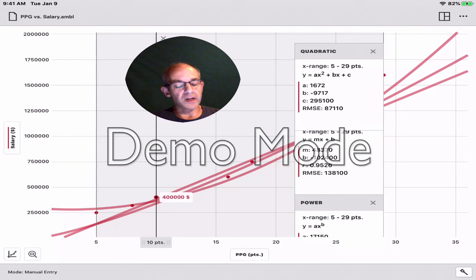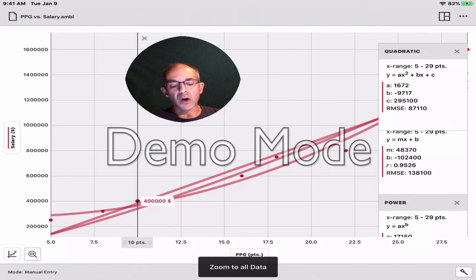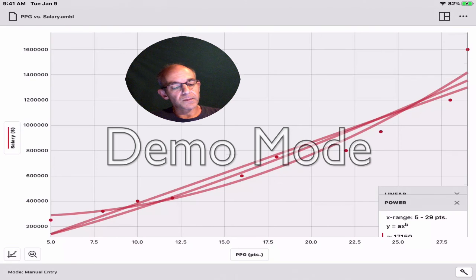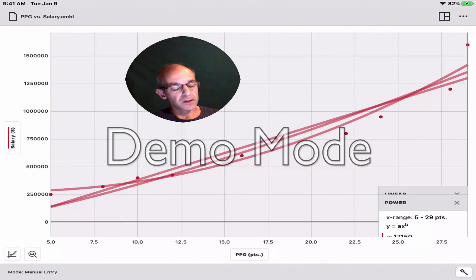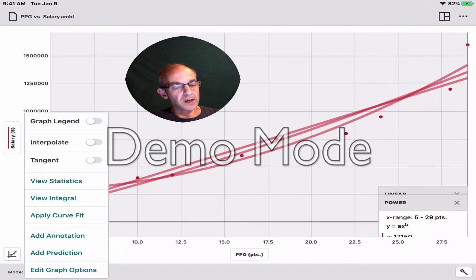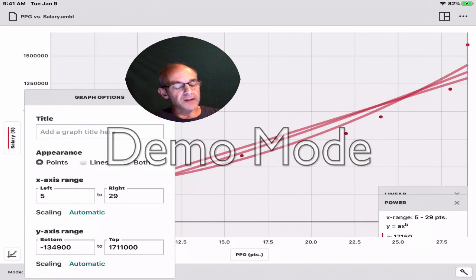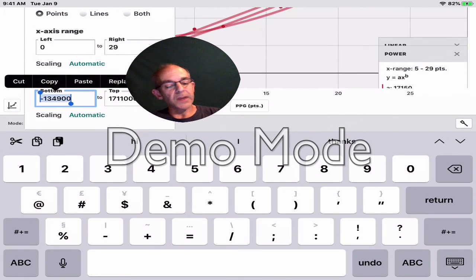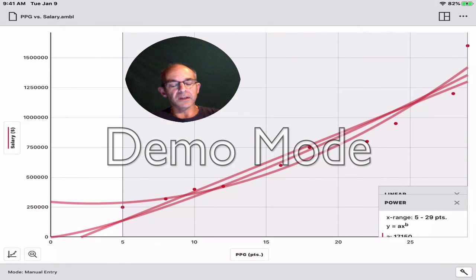But I would highly recommend not just leaving the window on the existing data points, but adjust them, change the scale. Remember, you can always go down to the bottom on the lower left icon for graphing, edit the graph options, put the left at 0, put the bottom range at 0 also. So basically you're looking at quadrant number 1 on a graph. It's going to show you what happens when you make 2.5 points per game and you get no money. Or does it make more sense to have some money at a low point value? I will contend that I think the quadratic is better in that zone.